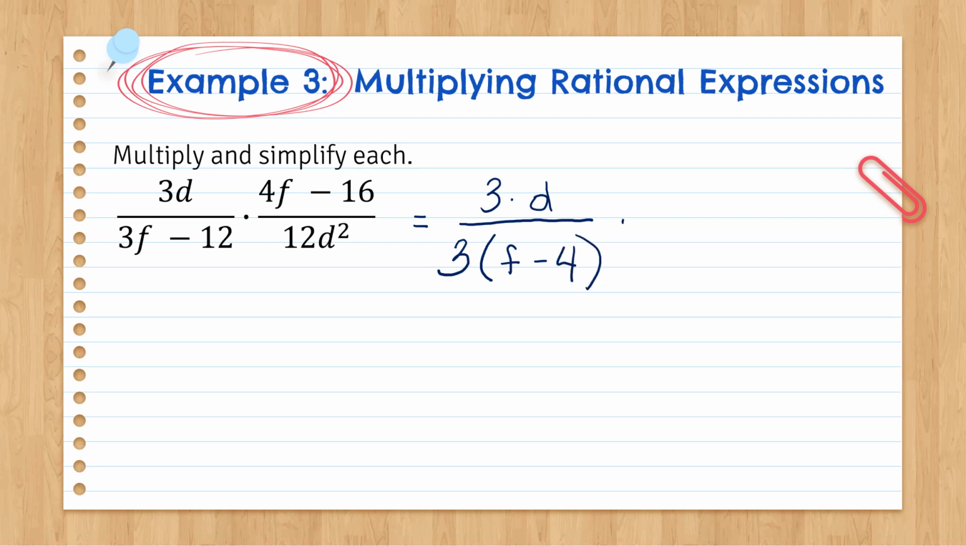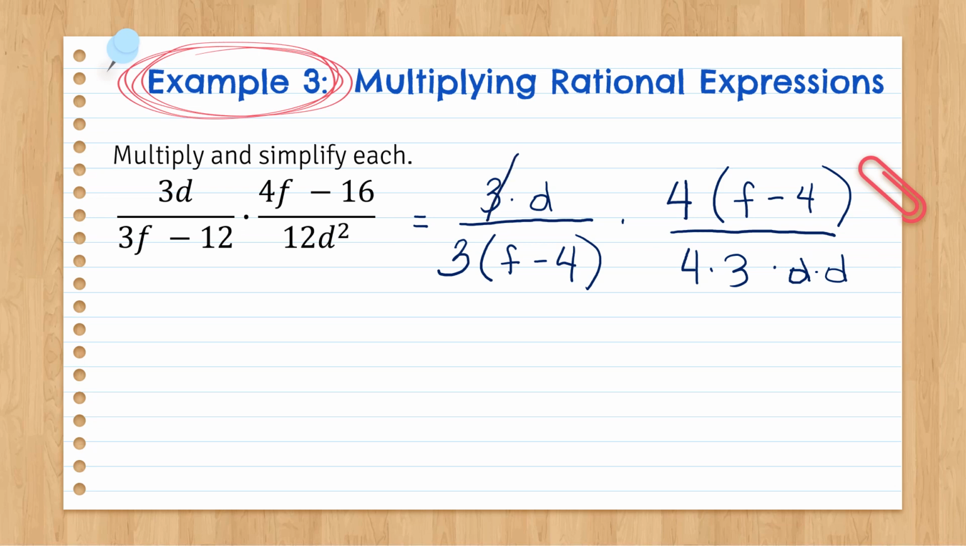Times 4f minus 16, the common factor is 4. And then you're left with f minus 4 as the other factor. We just divide again, like in our lesson about factoring. For 12d squared, it can be written as 4 times 3 so we can cancel 4. And then d squared can be written as dd or d times d.